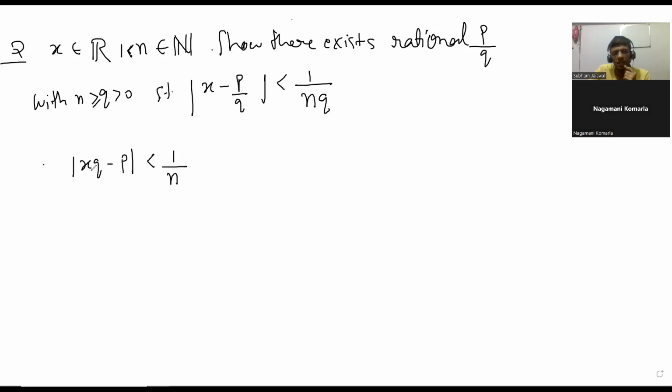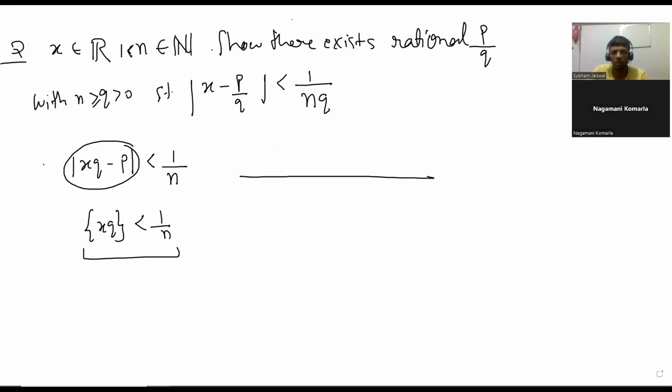So what this is trying to say is that p is an integer, and there is xq. So basically you can replace this thing by the fractional part of xq. And then you want to make this small. You should try to think how to make the fractional part small. Since you have already thought about the fractional part, maybe you have not succeeded so far.